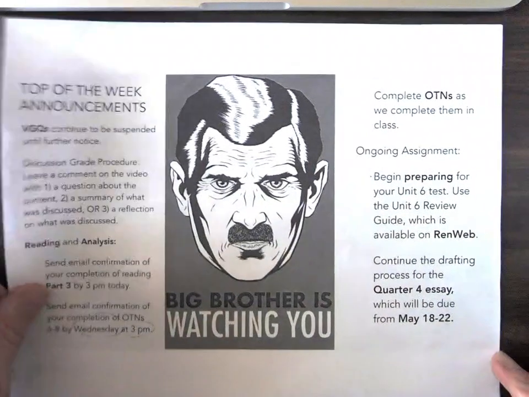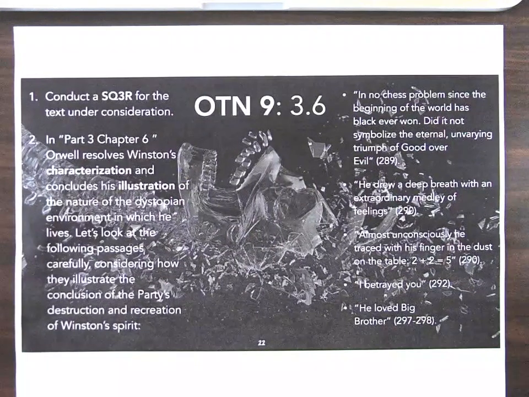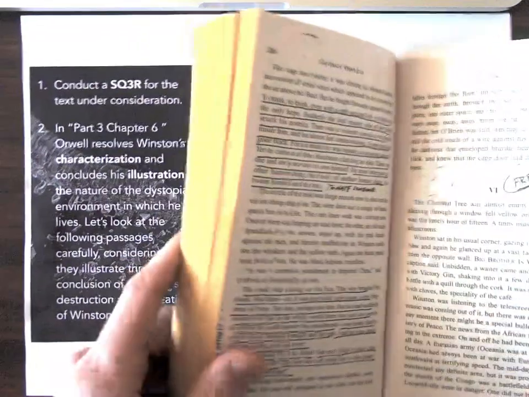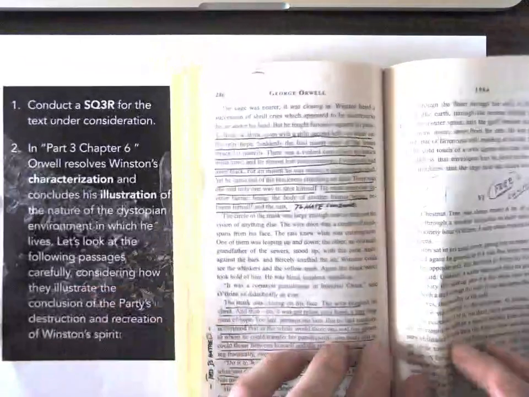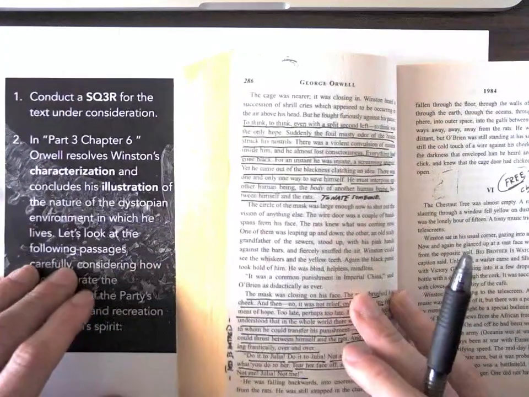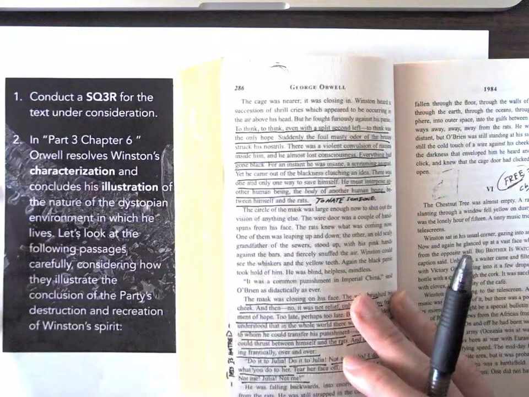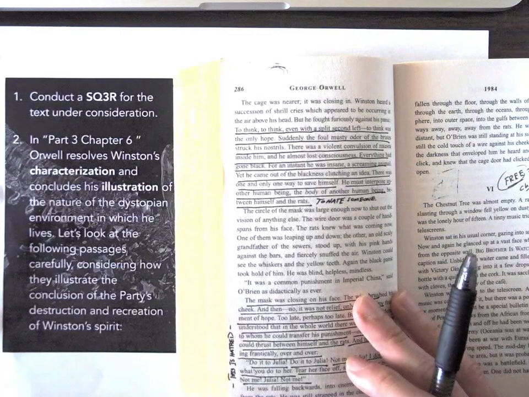Without any further ado, let's go ahead and get back into OTN 9, which analyzes Part 3, Chapter 6. Chapter 6 begins on page 287 of the novel. This is the resolution of the novel's plot. It resolves Winston's character development and illustrates the nature of the dystopian environment in which Winston lives.